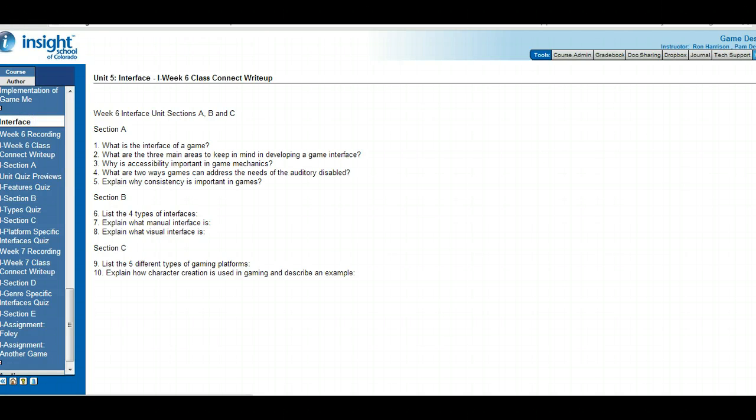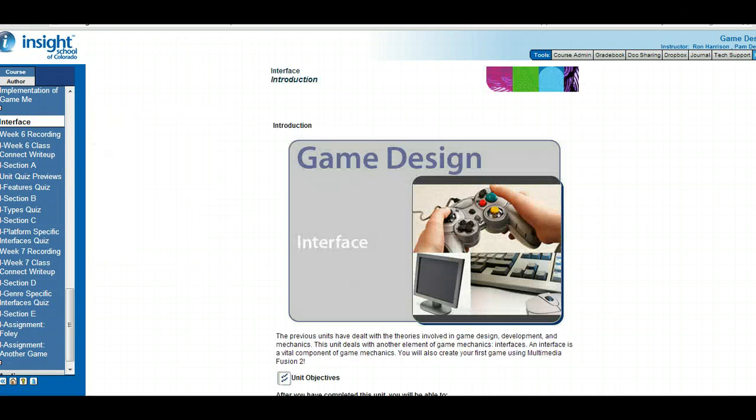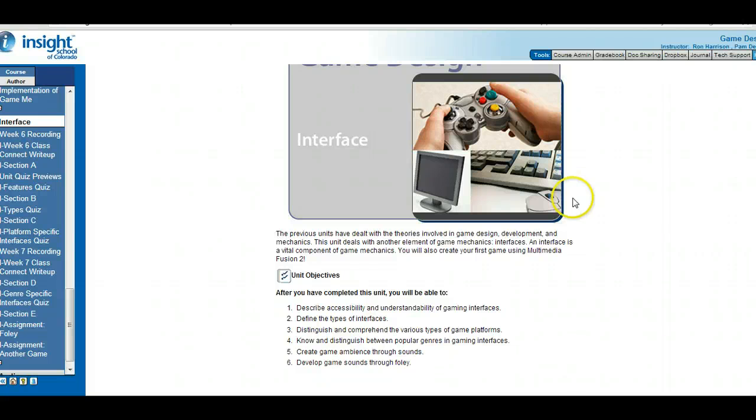things in mind. So here we are, we're going to look at interface. And an interface is a vital component of the games. And we're also in this unit, we're going to create our first multimedia fusion game. That'll be down towards the end in week 7.